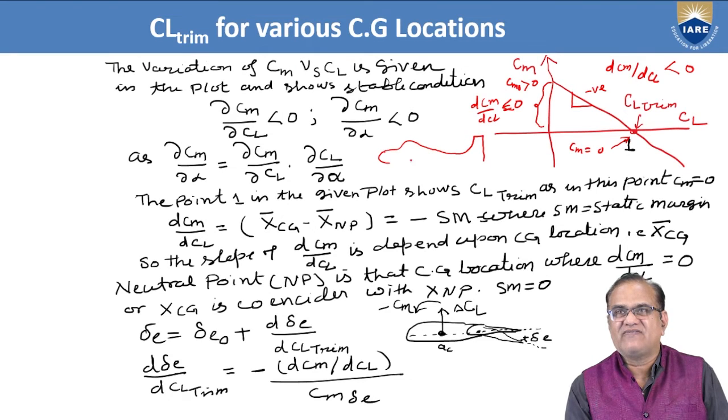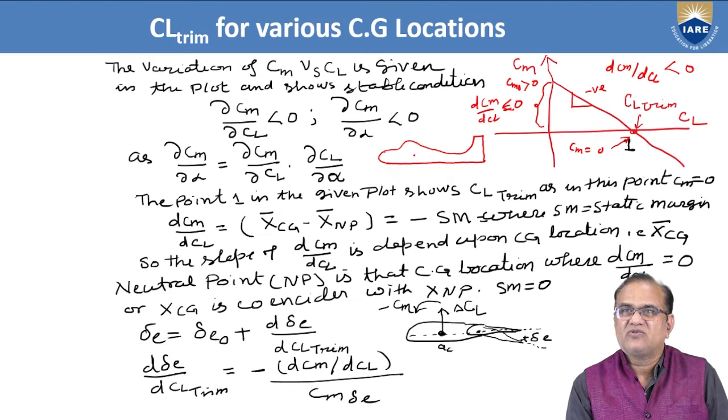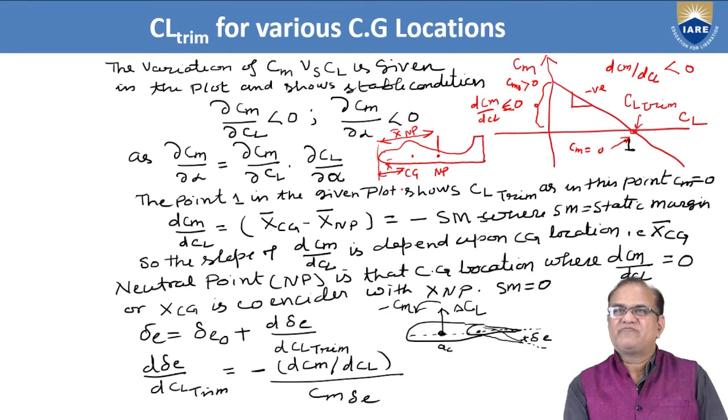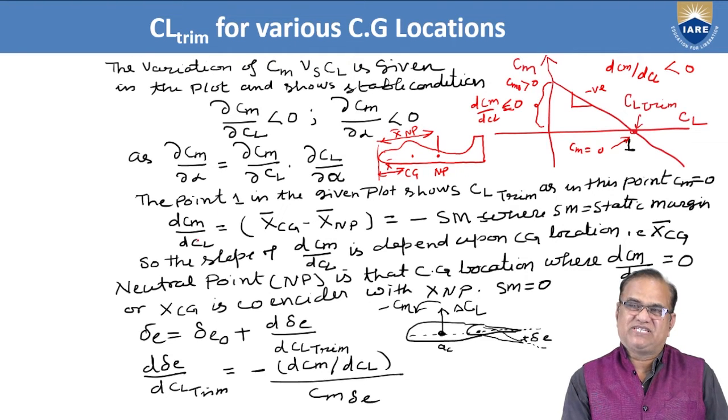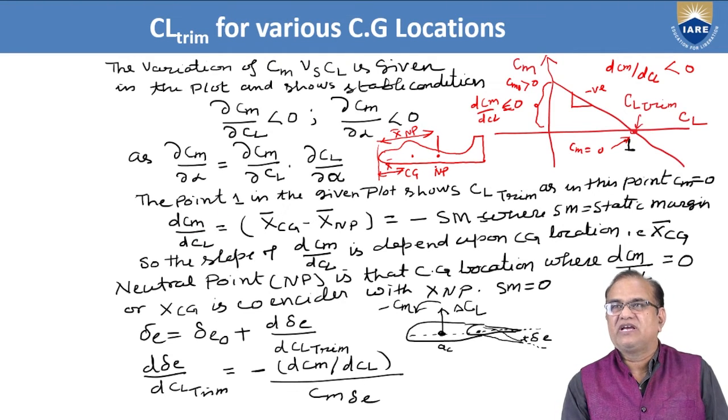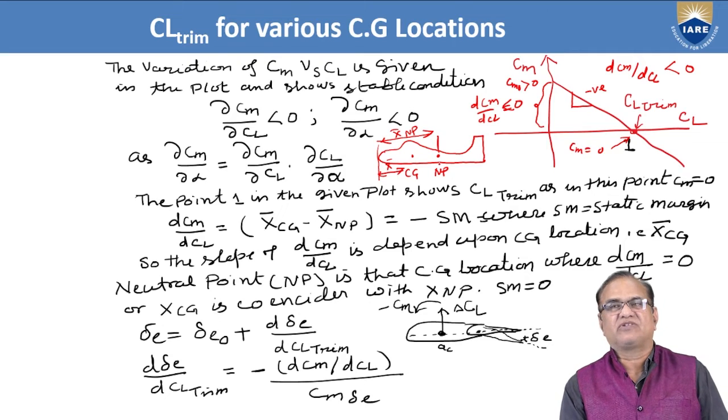If this is the aircraft, so this is the NP, neutral point, and this is the CG. If we are calculating from here, this is the X bar CG, and from here to here, this is the X bar NP. So the dCm by dCl is the difference between center of gravity and the neutral point.